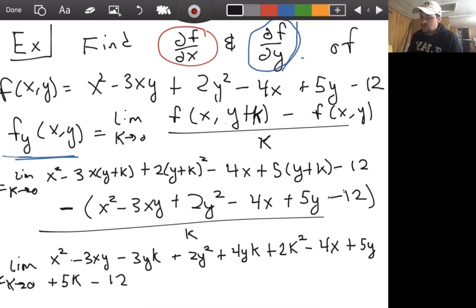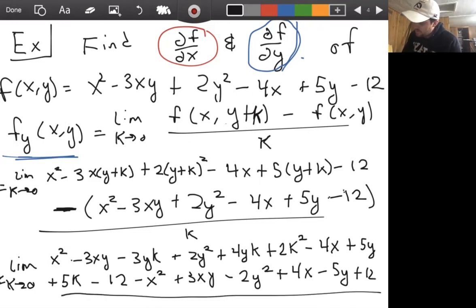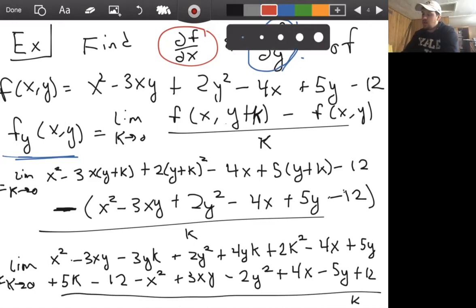And then now we just distribute this negative again here to every term in the f of xy. So it's going to be minus x squared plus 3xy minus 2y squared plus 4x minus 5y plus 12, all over k, right? So a lot of terms.